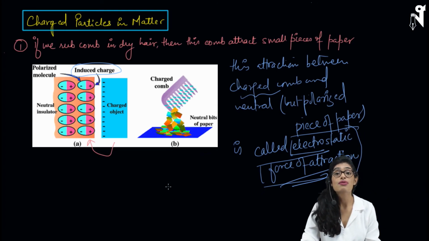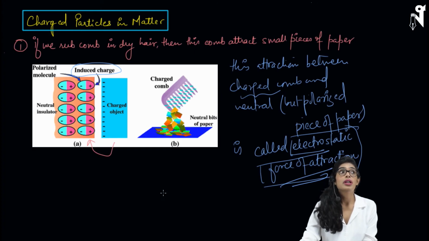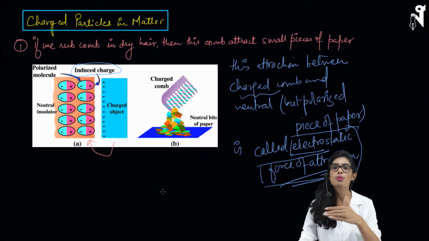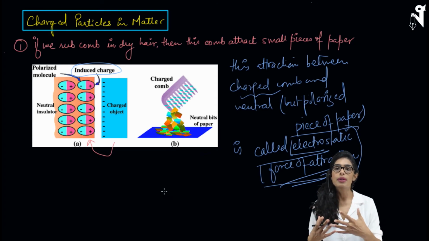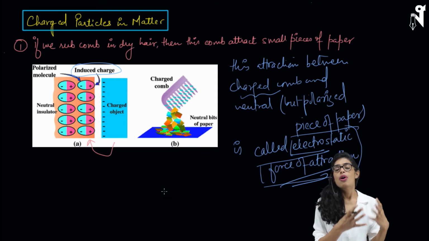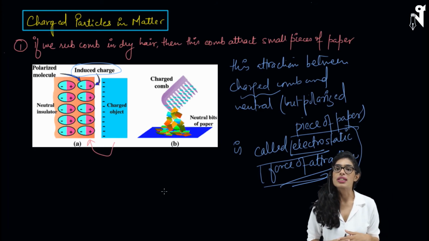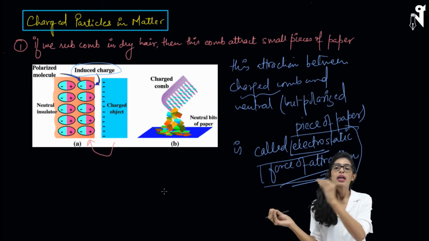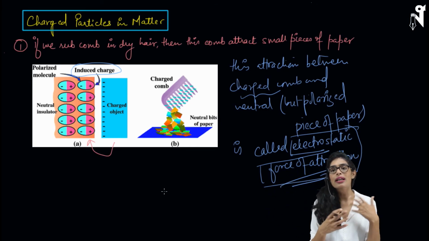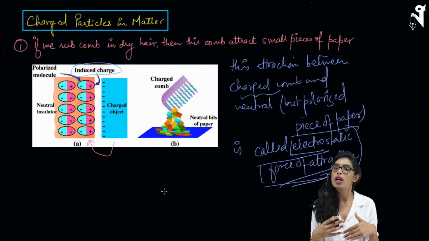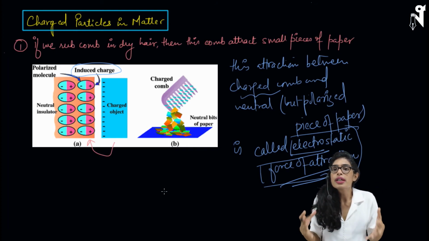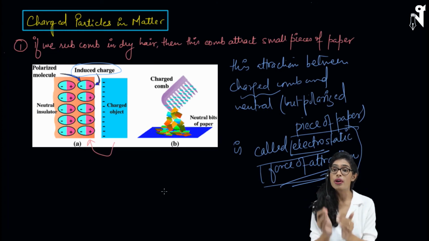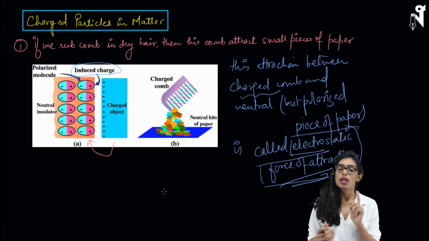So induced means forcefully generated dipoles, or you can say due to the presence of a charged particle or due to the presence of something, when the nature or behavior of a substance changes, then it is called induced. Because as soon as you remove that comb, as I mentioned, the atoms or molecules, negative and positive charges or protons and electrons will rearrange themselves in their original way. So that got induced or generated just because of the presence of the charged comb.